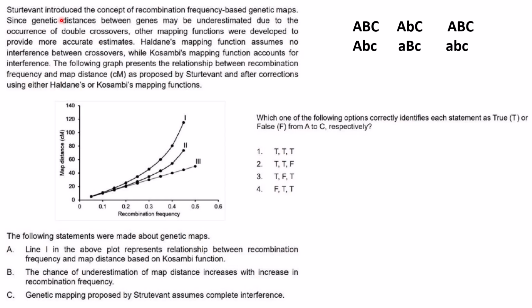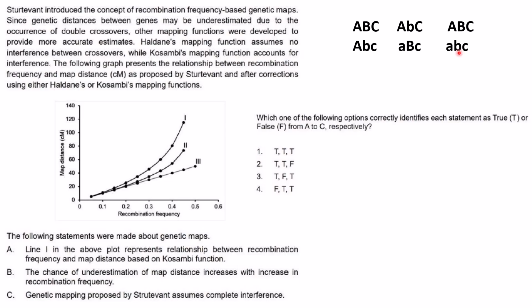So what does the statement mean? That genetic distance between genes may be underestimated due to the occurrence of double crossovers. Now see this condition: capital A, B, C and small a, small b, small c. Upon crossing over, this has exchanged place, that is, the B has exchanged place. You get capital A, small b, capital C, and small a, capital B, small c. Now again a crossover is taking place in the same region, and you will get the parental combination itself.